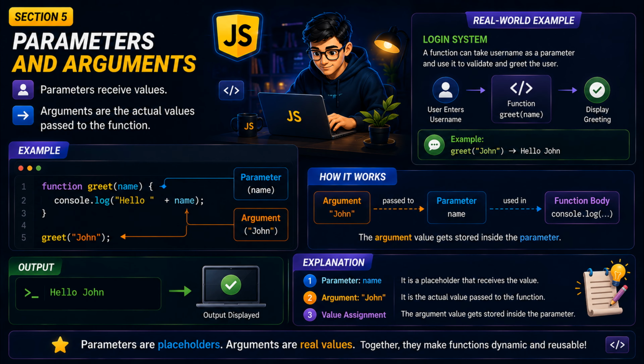Section 5. Parameters and arguments. Parameters receive values. Arguments are the actual values passed to the function. Example: function greet(name), console.log("Hello " + name), greet("John"). Output: Hello John. Explanation: the parameter is name, the argument is John. The argument value gets stored inside the parameter.